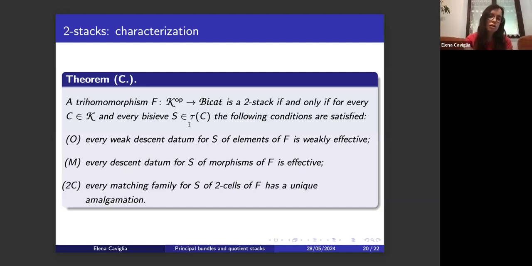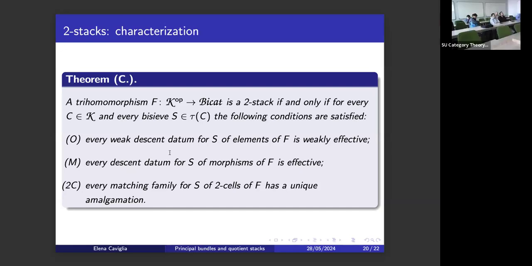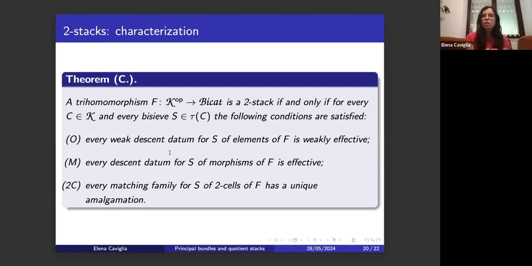So the notion becomes a bit more complicated, but the basic idea is that we are replacing isomorphisms with equivalences and commutative diagrams with coherent two cells, essentially. And so this is the result. So these are the explicit conditions that we can check when we want to prove that something is a two-stack.